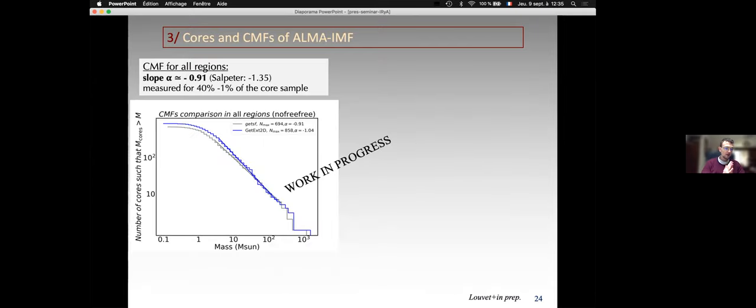When we take all these cores together, we compute the core mass function. We see that again the core mass function is top-heavy, with a slope of 0.91 versus Salpeter 1.35. So this confirms and extends the result toward MM1.